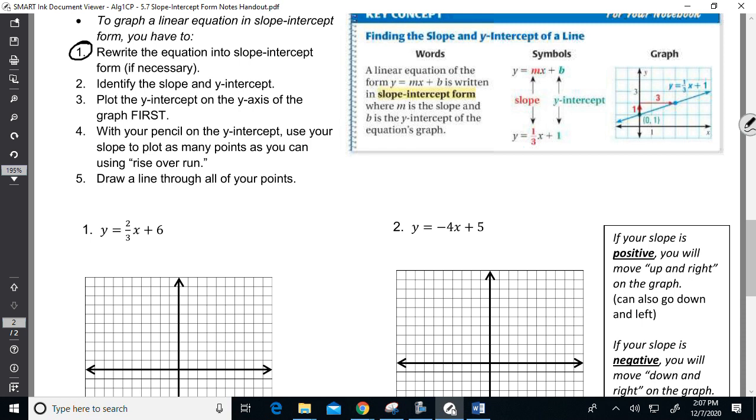Step one, rewrite the equation into slope-intercept form. What that means is your equation should be in the format y equals something. One of the extra credit questions on your quiz told you to rewrite the equation. So if you did it, great. If you didn't, okay. For example 1, we don't have to rewrite it. It's already y equals, so it's already in the correct format.